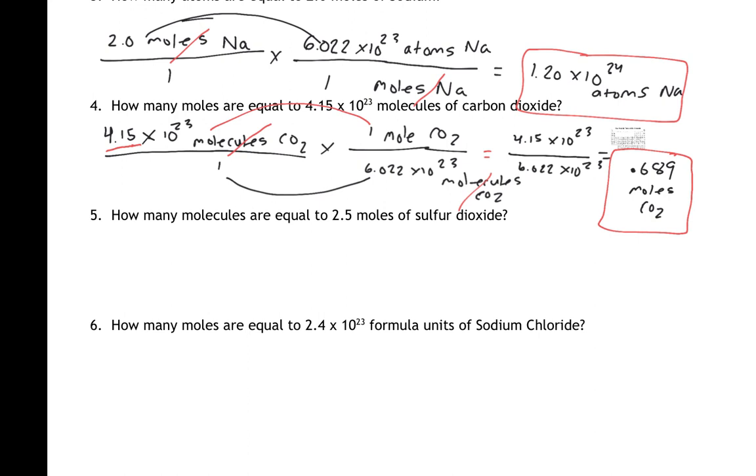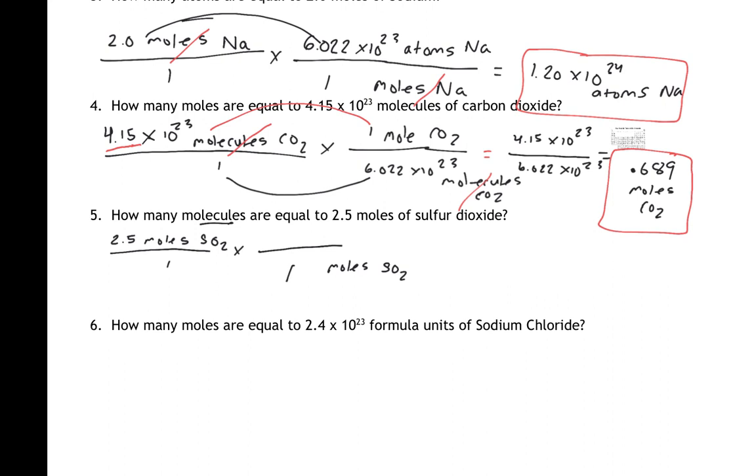All right, let's do this next one. How many molecules are equal to 2.5 moles of sulfur dioxide? So we have 2.5 moles of SO2, which is sulfur dioxide. Put that over 1. And then we need moles on the bottom. So we're going to do moles of sulfur dioxide on the bottom so we can cancel. And we got to go to molecules.